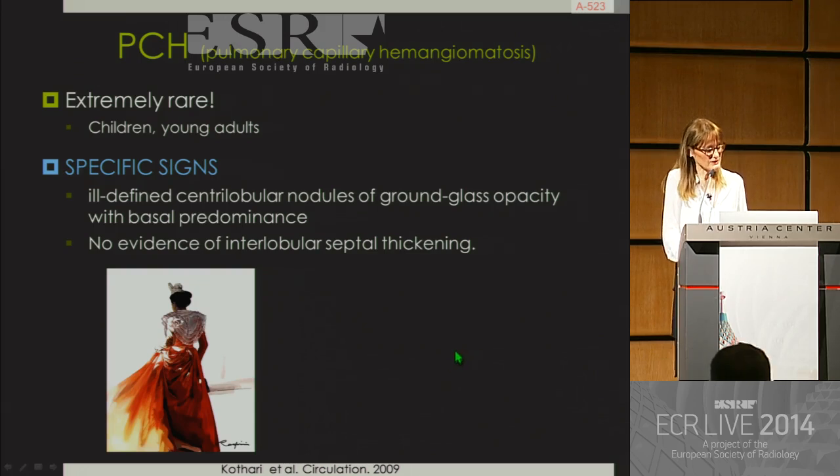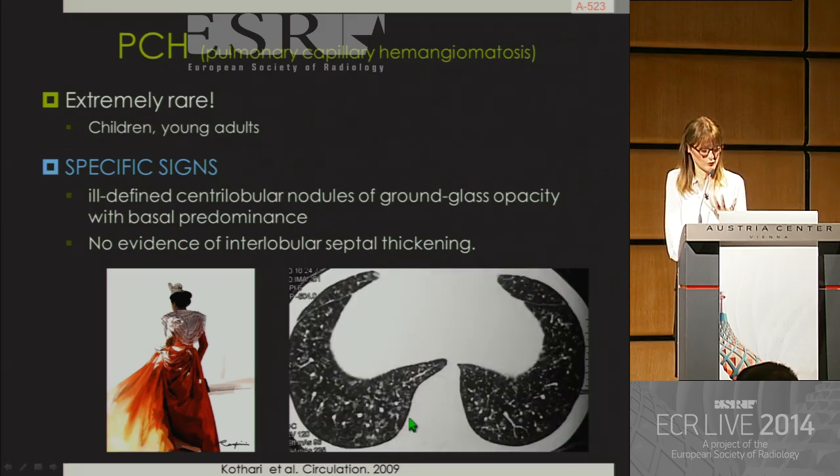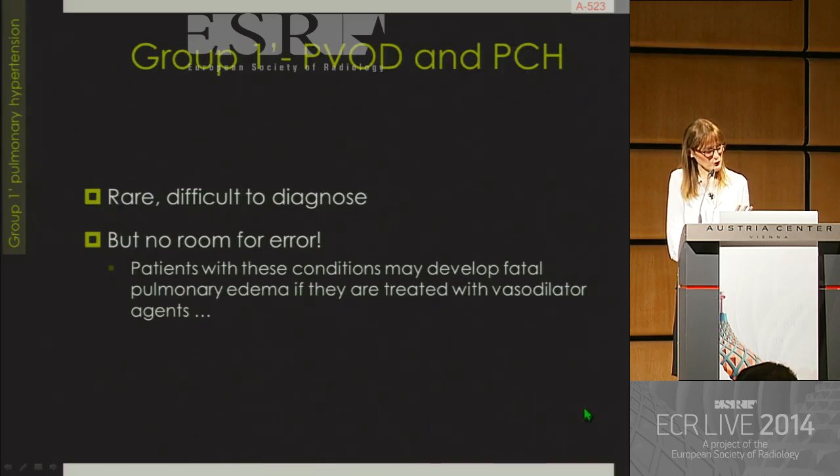So what are the specific CT signs? Ill-defined centrilobular nodules of ground glass opacity with no evidence or minimal evidence of interlobular septal thickening. Interlobular septal thickening is mostly something that you will see in POVD. And I don't have any cases in my teaching files, so this is an image from this publication. So to summarize, group 1 prime are rare, difficult to diagnose, but there is no room for error because patients with these conditions may develop fatal pulmonary edema if they are treated with vasodilator agents. So you've got to recognize them.